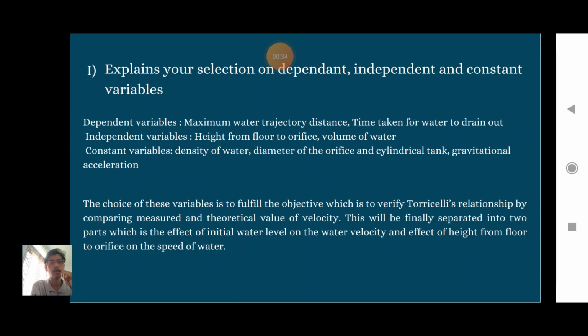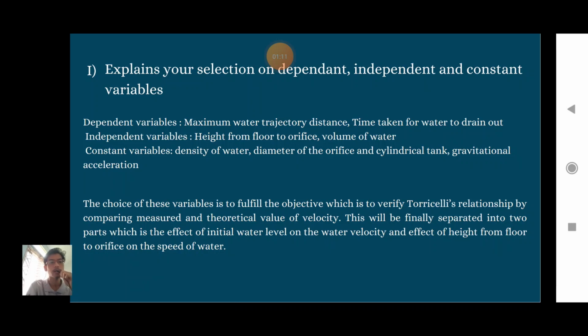Discussion. Explain your selection on dependent, independent and constant variables. Dependent variables: maximum water trajectory distance, time taken for water to drain out. Independent variables: height from floor to orifice, volume of water. Constant variables: density of water, diameter of the orifice and cylindrical tank, gravitational acceleration. The choice of the variable is to fulfill the objective, which is to verify Torricelli's relationship by comparing measured and theoretical value of velocity.